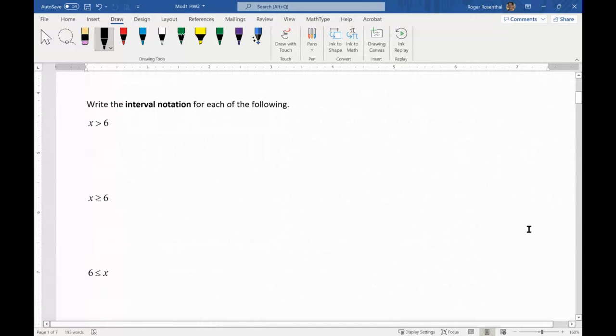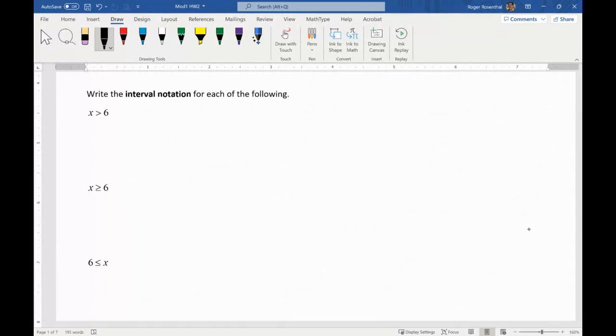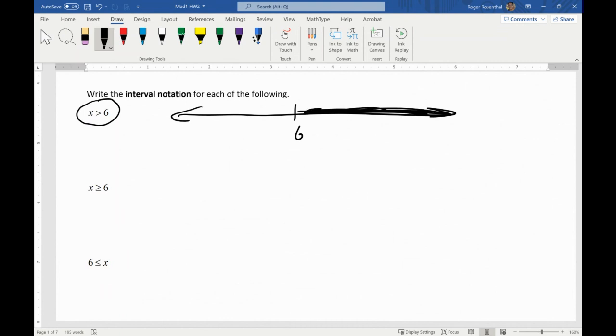Okay, so here's how we write it. Suppose, for instance, the answer to a problem is all the numbers larger than 6. Pictorially, that means from 6 out to infinity, not including 6 itself, though. So again, I'm going to put a little open circle on 6 to indicate we're not including 6 itself. The way you write that in interval notation is you look at the shaded interval. There's a 6 on the left side of it, and on the right side it goes to positive infinity.